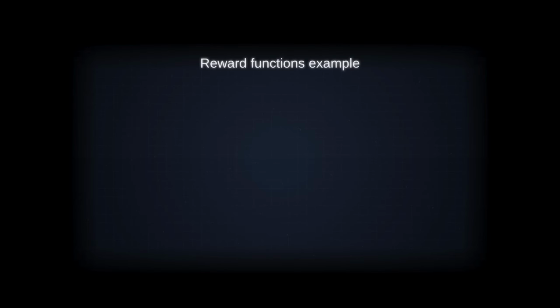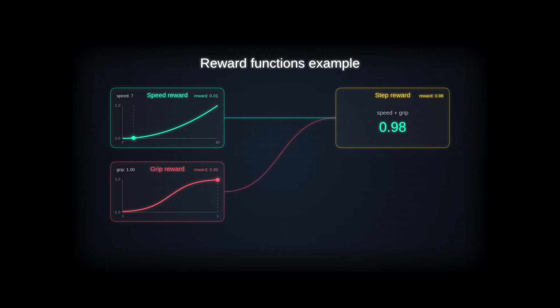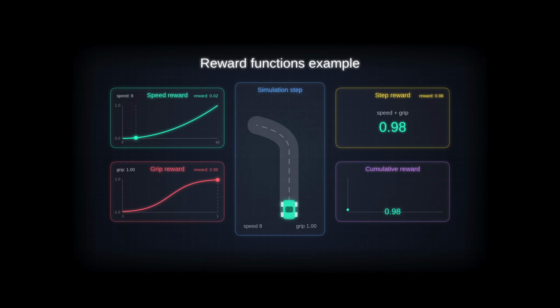Each function evaluates a different aspect of the agent's behavior and returns its own reward or penalty value. These values are summed together to produce the reward for a single simulation step. The rewards from all steps are then accumulated over the course of an episode, producing the cumulative reward.